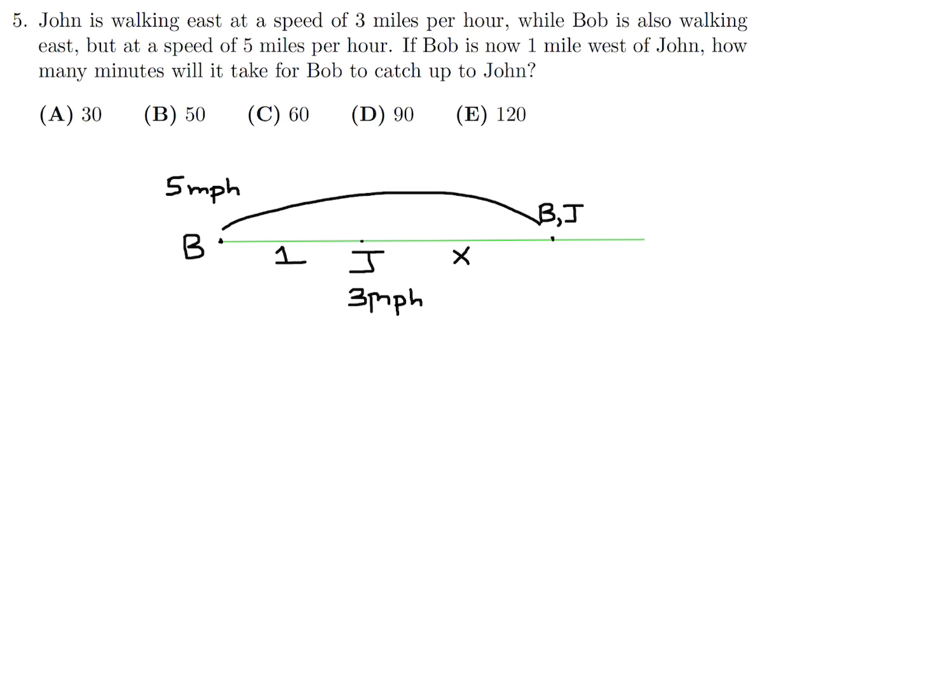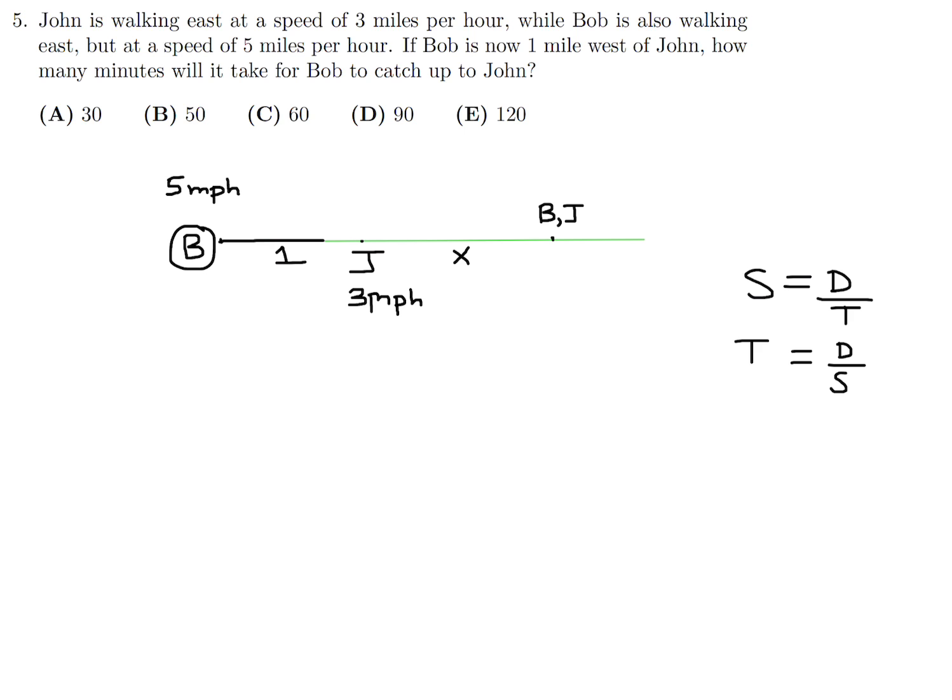Okay, no problem. Well, first and foremost, we have to use that famous formula, speed is equal to distance over time. And any version of that formula also works. For example, time is equal to distance over speed. Now, the key to this question is to understand that the time it takes John to go from there to there is the same amount of time that it takes Bob to go from here to there. Okay, that's the key. So the time for Bob is equal to the time for John. Okay, so here we go, using this formula right here.